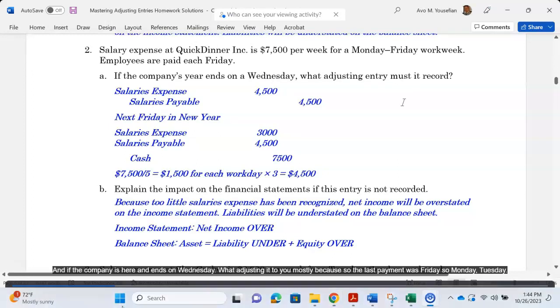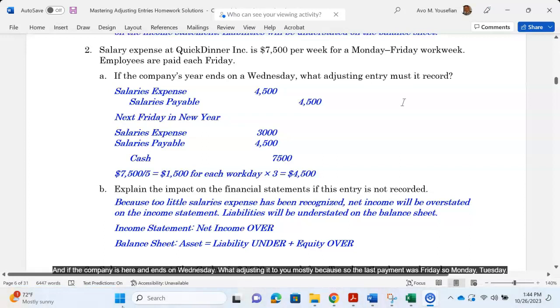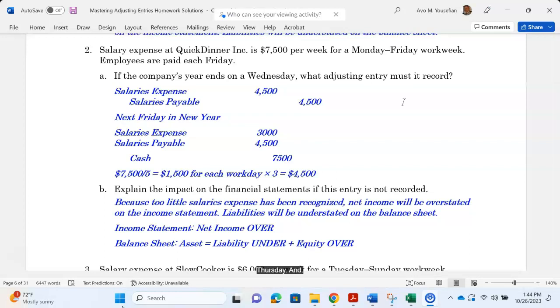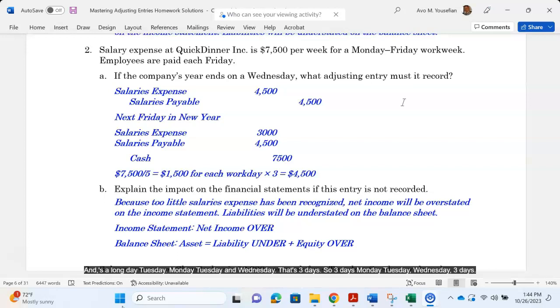So the last payment was Friday. So Monday, Tuesday, and the year ends on Wednesday. Monday, Tuesday, and Wednesday. That's 3 days. They didn't get paid, but it's the end of the year. So you need to recognize the salary for these 3 days that they worked, but you didn't pay them.